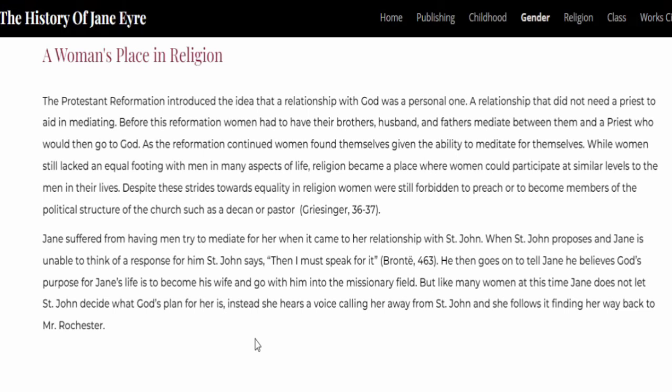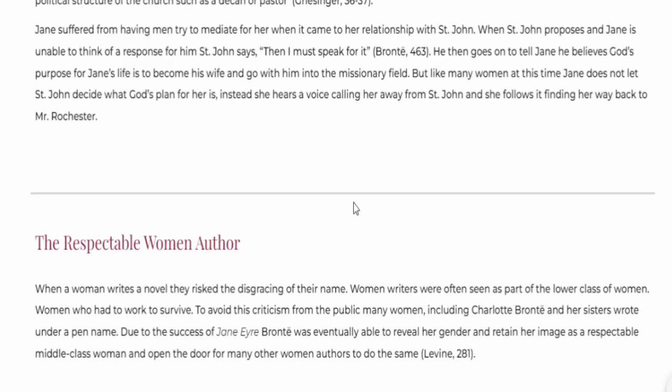We have all agreed in the Protestant world that a woman is able to have a direct connection to God just as a man is, and I don't believe God wants me to marry you. If you want me to come as a missionary with you to India, sure, but not as husband and wife. And instead she hears a voice calling her away from St. John to find her way back to Mr. Rochester.